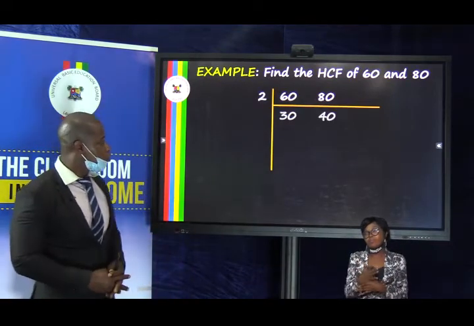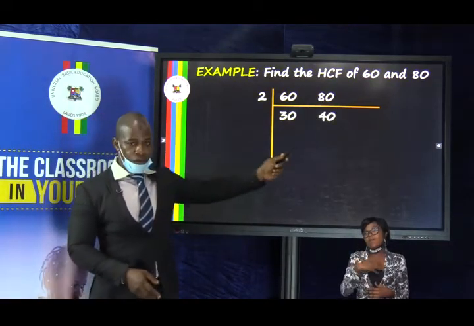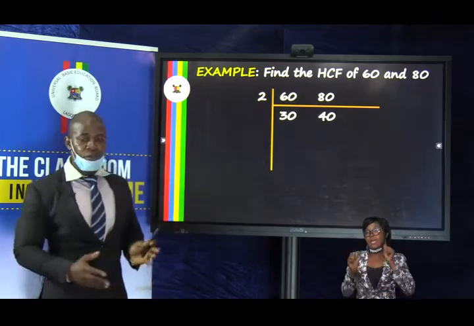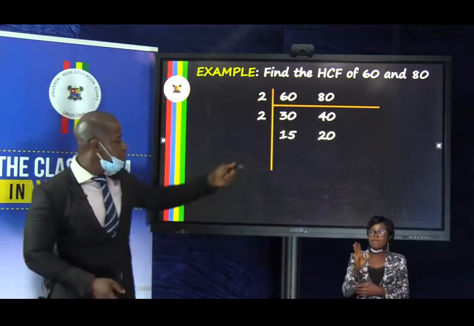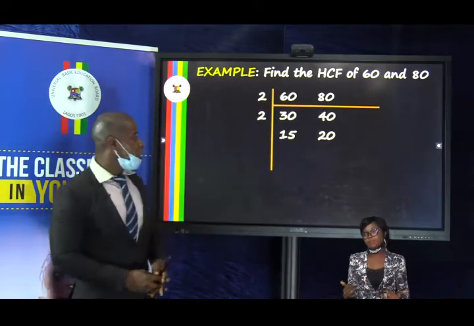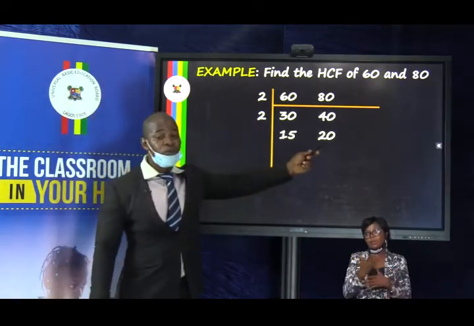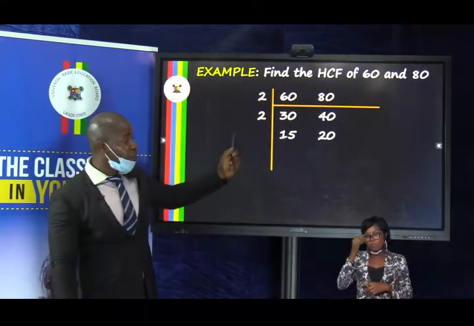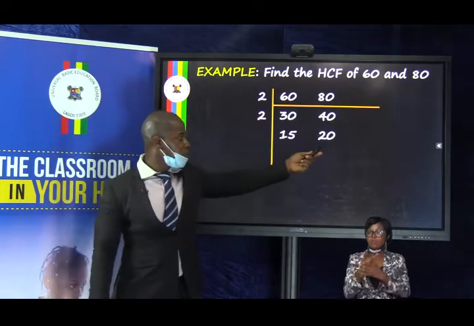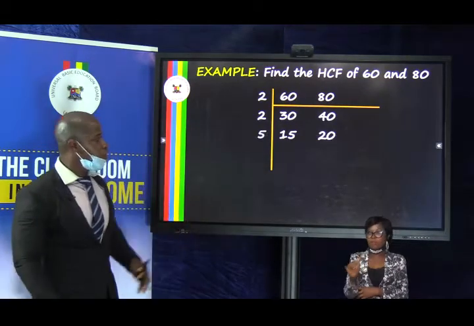So we divide them into 2. Now we have 30 and 40. Both of them still end with 0, so 2 can still go. So we divide them into 2. Okay, 15 and 20. But now 2 can go here obviously because it ends with 0, but 2 cannot go here. Now we observe that 5 can go in both of them because this ends with 0 and this ends with 5. So 5 is a common factor.